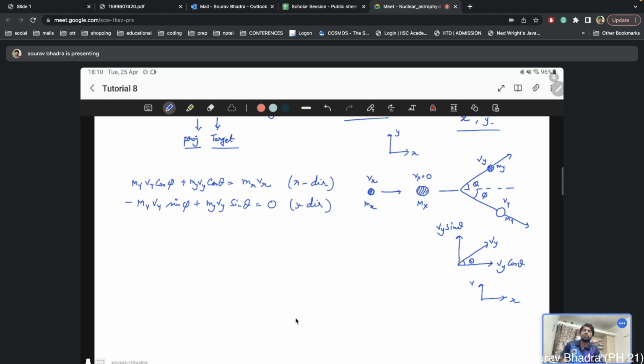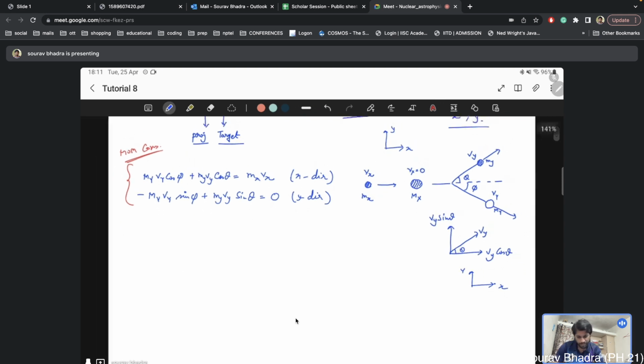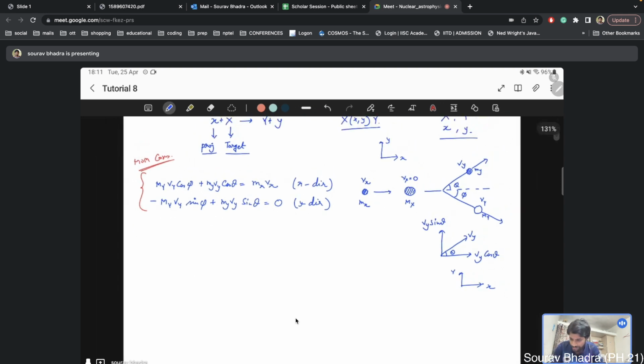So these are the two momentum conservation equations, and this is the basics of the two body collision problem. So always try to remember this figure, how I have defined everything. Okay, now we will do some algebraic manipulation of the equations which I have written here.